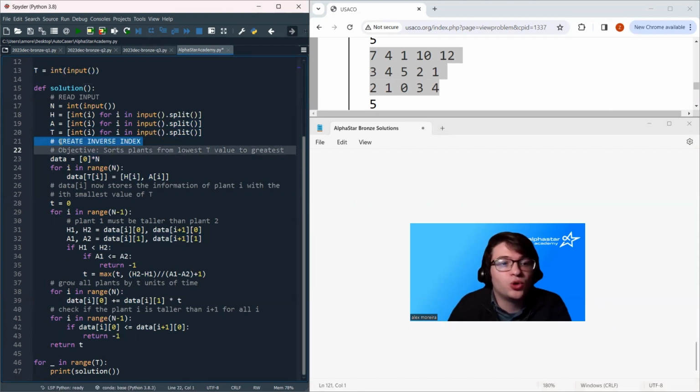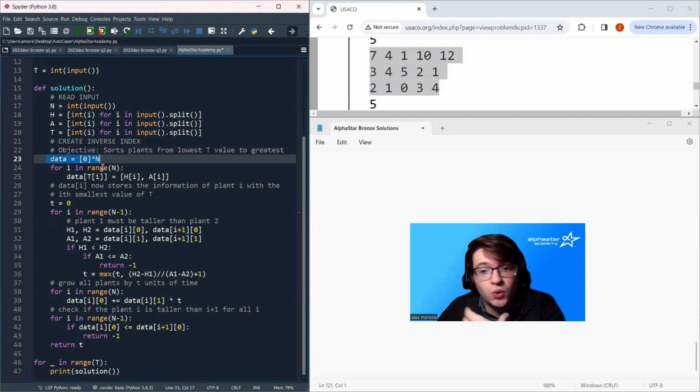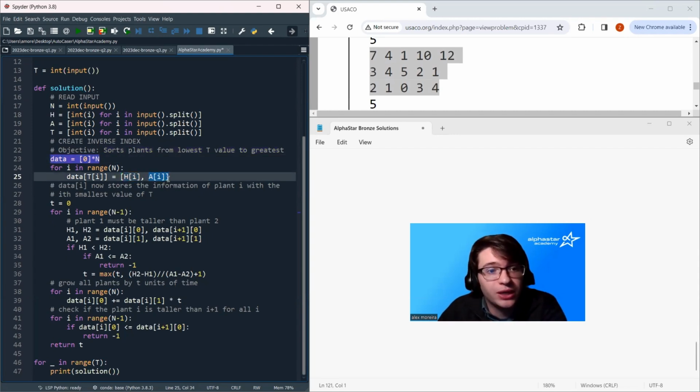And our goal is to create an inverse index. So in particular, we want to sort the plants from the lowest t value to the greatest t value. And there's lots of different ways you could do this. You could use an actual sorting algorithm, but that's a little advanced. We don't need something that complex. The easiest thing to do is just create a sort of data matrix that's going to store the height and the growth rate of each plant. But rather than indexing that data matrix by i, we're going to index it by ti. So that data i now stores the information of plant i with the ith smallest value of t, right?